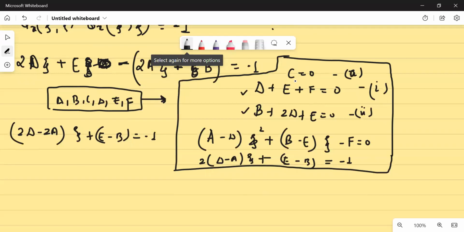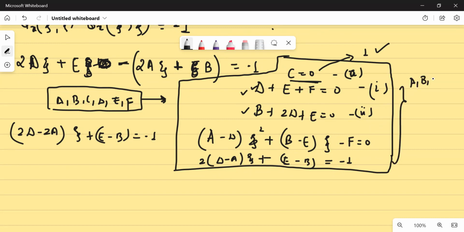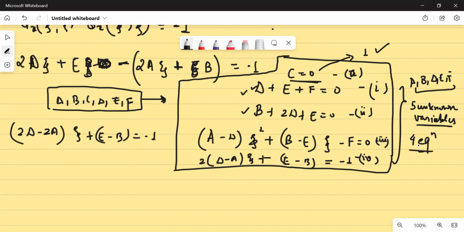Now, if you have this c equal to 0, this is one condition. This is fine. But then how many unknown variables are left? You just find those unknown variables. So you have in totality a, b, d, e, and f. How many total unknown variables are there? There are 5 unknown variables you can see. And how many equations can you see here? There are 4 equations, and you have 5 unknown variables.